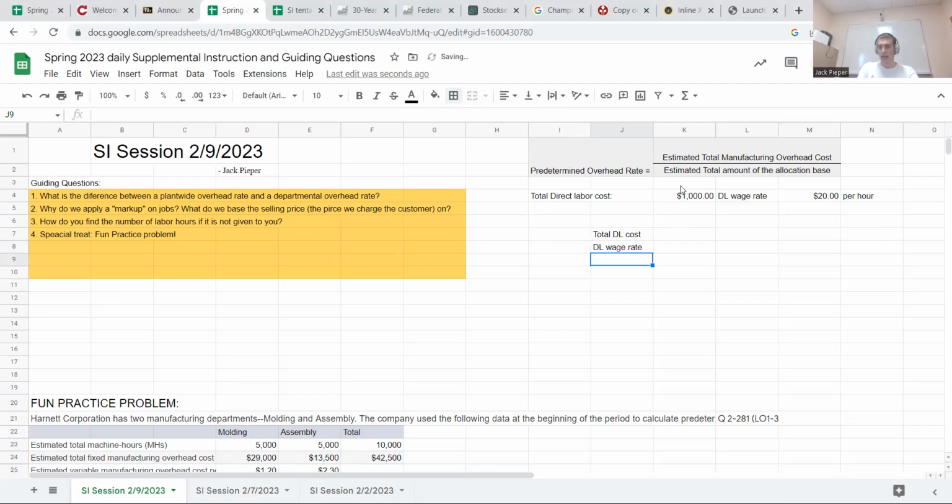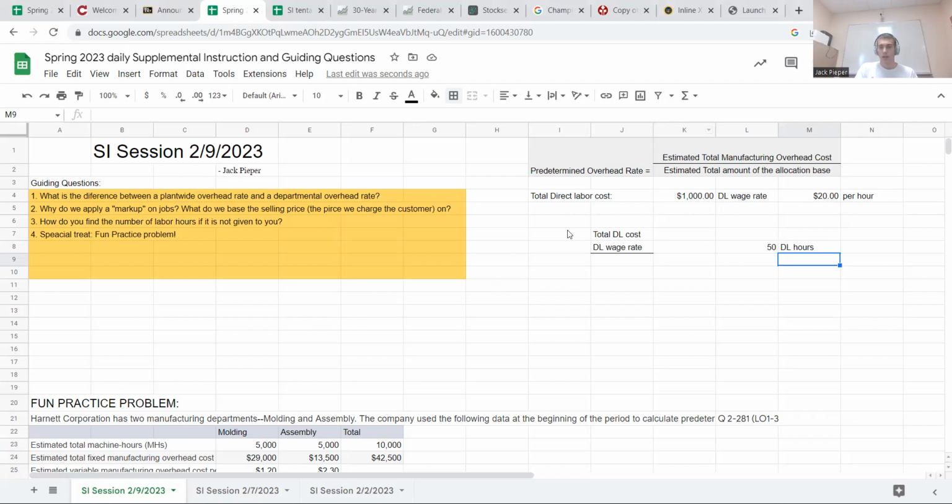Okay, so I have an example right here. If we had a direct labor cost of $1,000 and the wage rate was $20 per hour, all we would have to do to find the number of hours used is take the $1,000 and divide it by the $20. Okay, and this is 50 hours, so 50 DL hours. And that's how I would find the number of hours used if it doesn't give it to me. Again, total divided by wage rate.